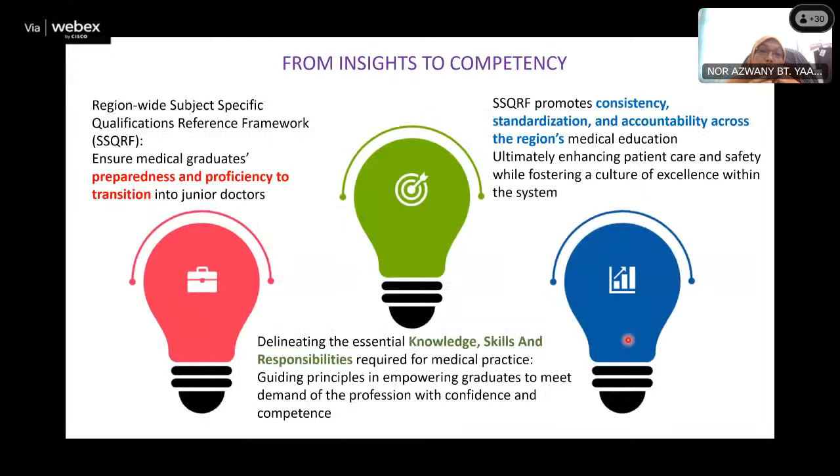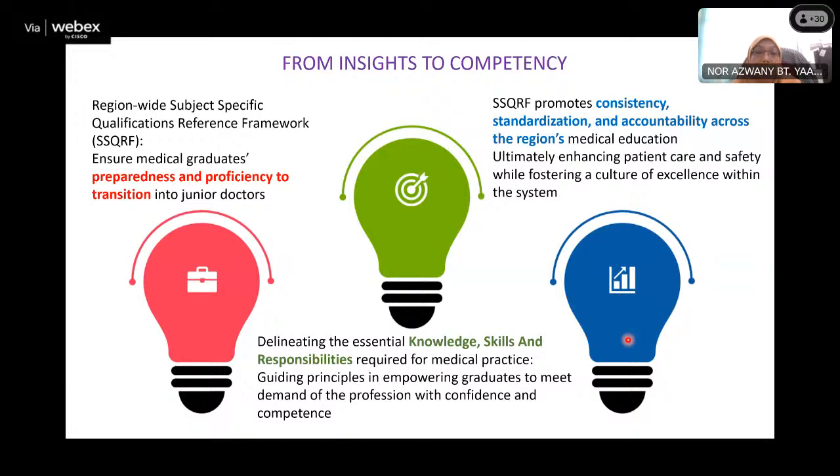So if we look into those two examples of our courses and then look back into the CALOHEA competency, CALOHEA has developed a region-wide, in our case Southeast Asia, subject-specific, in our case medical degree program, specific qualification reference framework. So if we refer to the same framework of qualifications in terms of the competency, then we can ensure our medical graduates' preparedness and proficiency to transition into junior doctors.